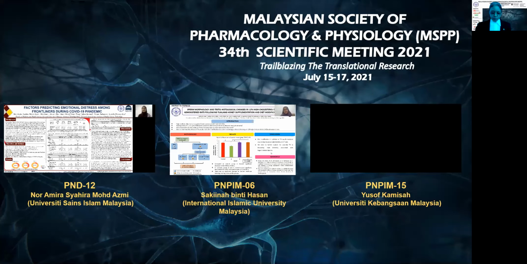Dr. Yusof Kamisah from Universiti Kebangsaan Malaysia. The title is Pakia speciosa Has Empty Pot Mitigates the Cardiomyocyte Hypertrophy by Decreasing the Oxidative Stress in the H9C2 Cells. Okay, you may start.